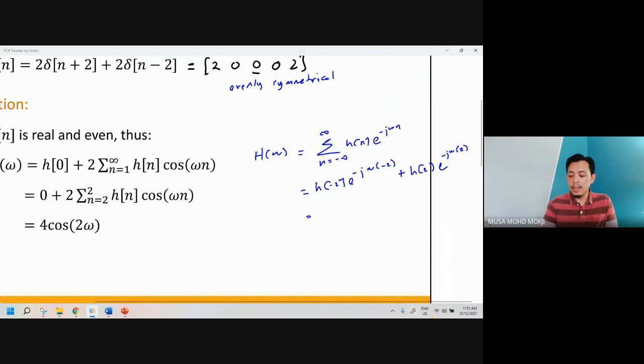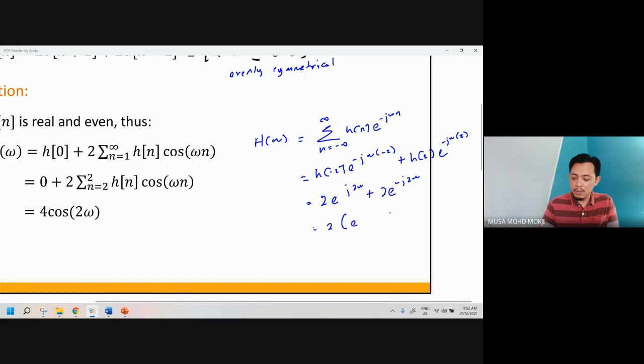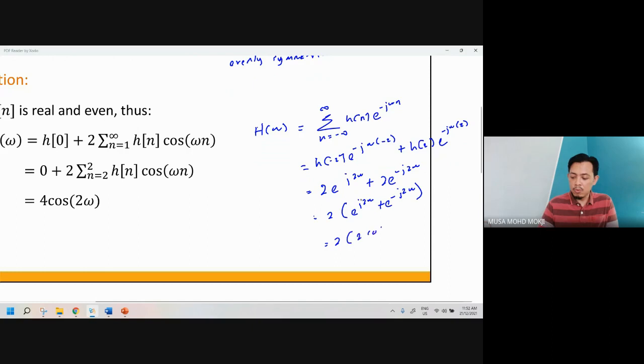Previously we used this equation, and we have h[-2] is 2 and h[2] is 2, so this is 2 e^(j 2 omega) plus 2 e^(-j 2 omega). What's next for this equation? From the trigonometry equation, Euler's formula, which doesn't have to be memorized because it will be given in tests and exams, this equals 2 cos 2 omega. Finally, you will get 4 cos 2 omega. So from last week, this is how we solve the DTFT using this equation.